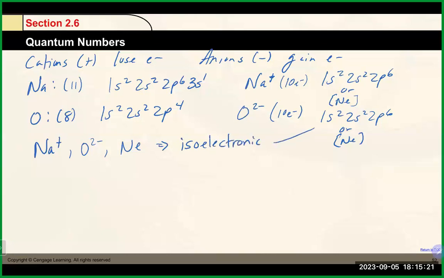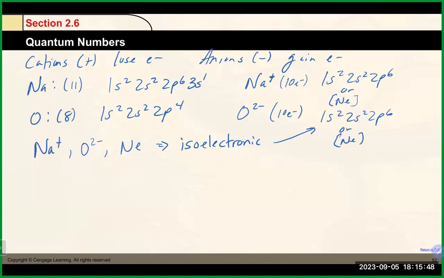Isoelectronic means they have the same electron configuration. That is pretty much how metals and nonmetals bond when they come together. Yes, that's really the whole purpose of bonding. As we'll talk about in the next chapter, the whole purpose of bonding is for everybody not to become a noble gas, but to end up with the same electron configuration as a noble gas.